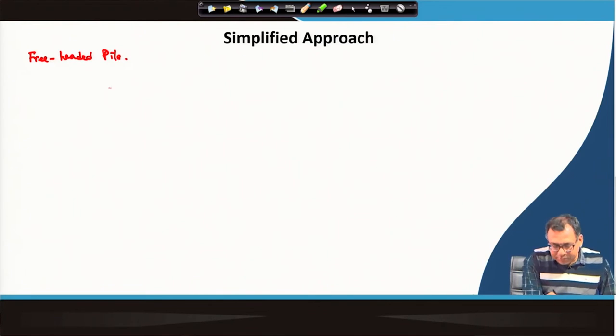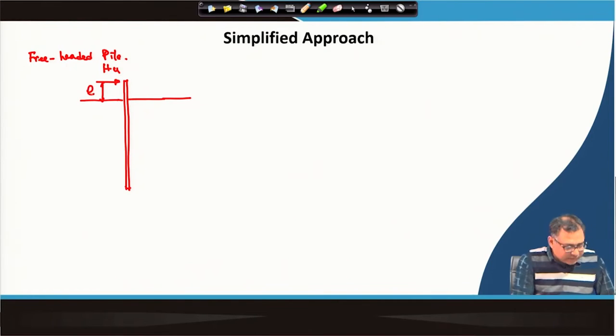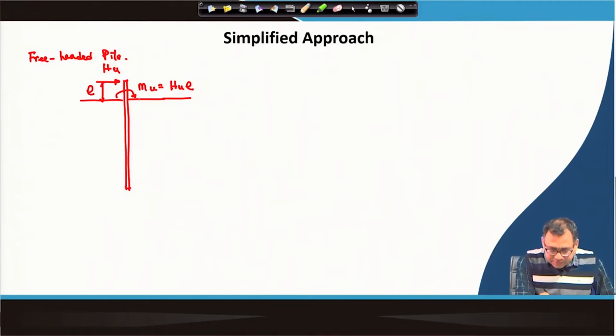In that simplified approach, suppose this is a free headed pile. This pile is subjected to a lateral load H u with an eccentricity E. So, there will be a moment also, which is M u, which is nothing but H u into E. It is assumed in the simplified approach that this pile will definitely rotate, because it is a free headed pile, so it will rotate like this.